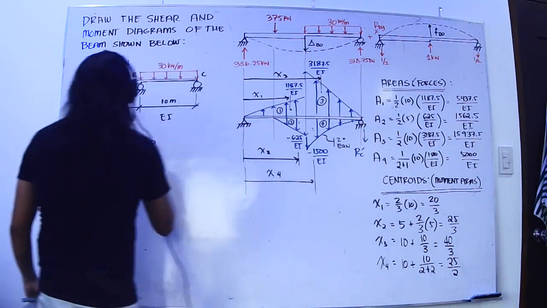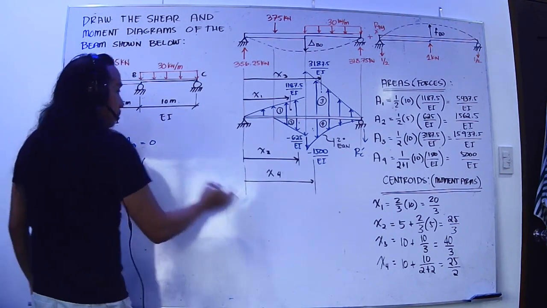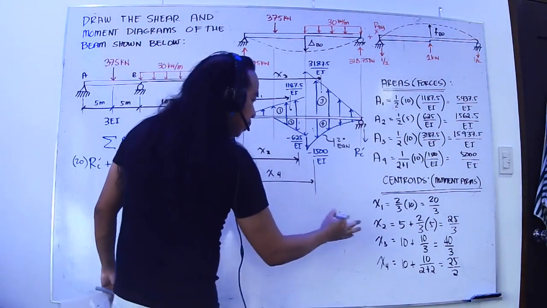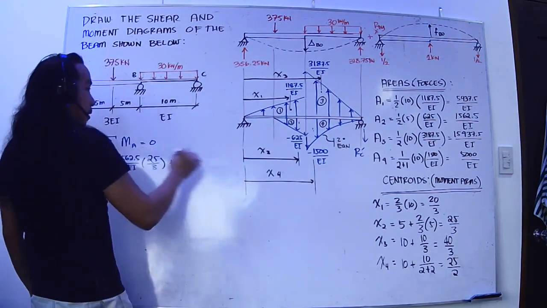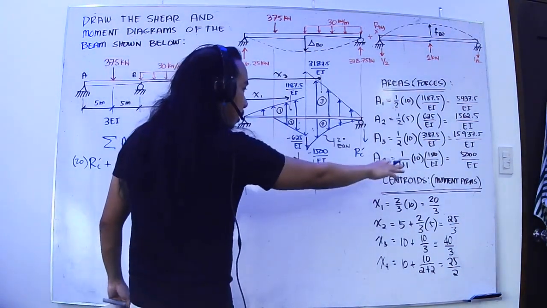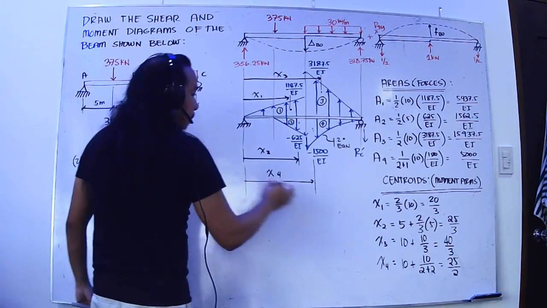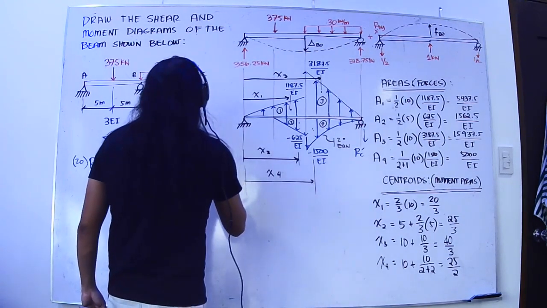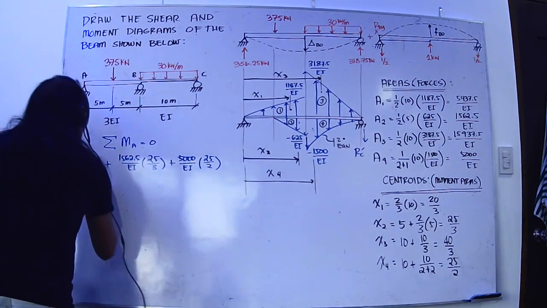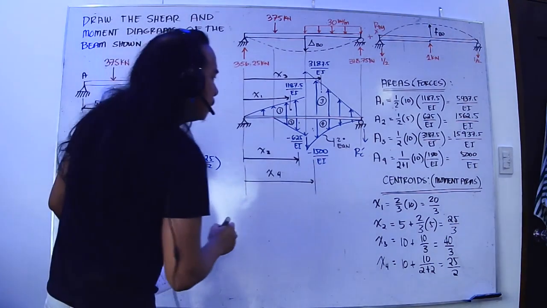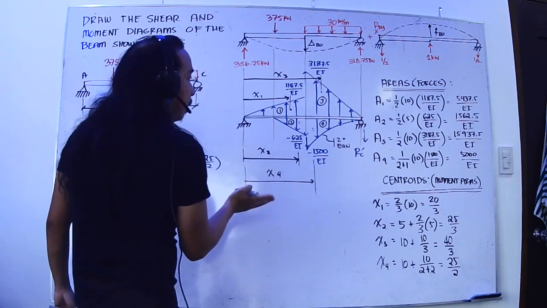Area 2 is equal to 1562.5 over EI multiplied by x2, which is equal to 25/3, plus area 4, which is equal to 5,000 over EI multiplied by its moment arm, which is equal to 25/2. Okay? Equated to A1 and A3, which are going in the counterclockwise direction.